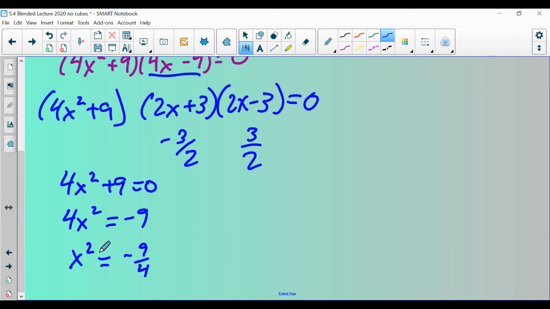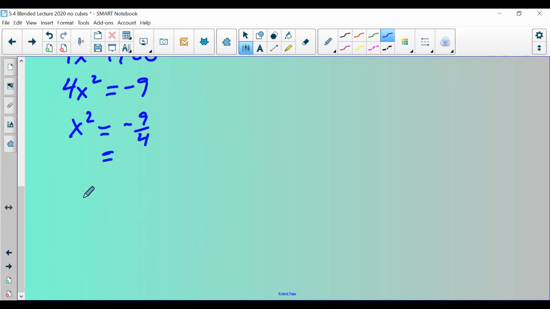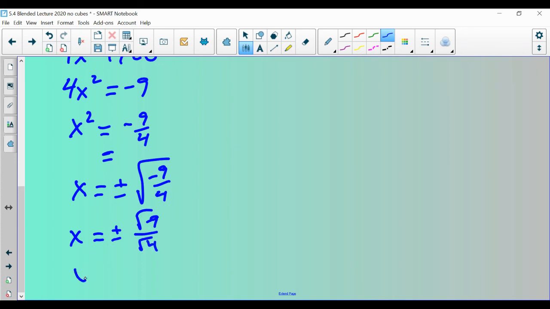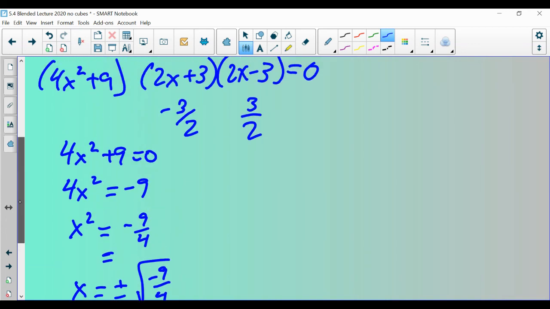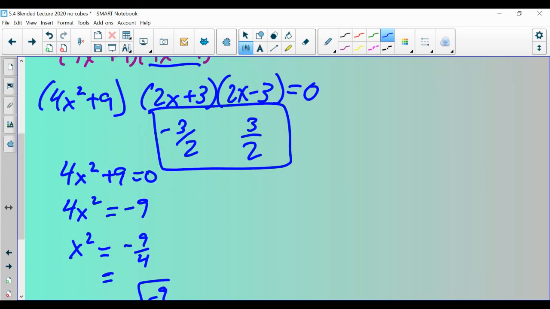Take the square root of both sides. Whenever you take the square root of both sides, you're going to get a plus or minus. And then we have a rule that says we can't have a square root of a fraction. So what you'd actually do is you take the square root of negative 9 and the square root of 4. The square root of negative 9 is actually 3i, and the square root of 4 is 2, giving you plus or minus 3i over 2, and the other solutions of negative 3 halves and positive 3 halves.